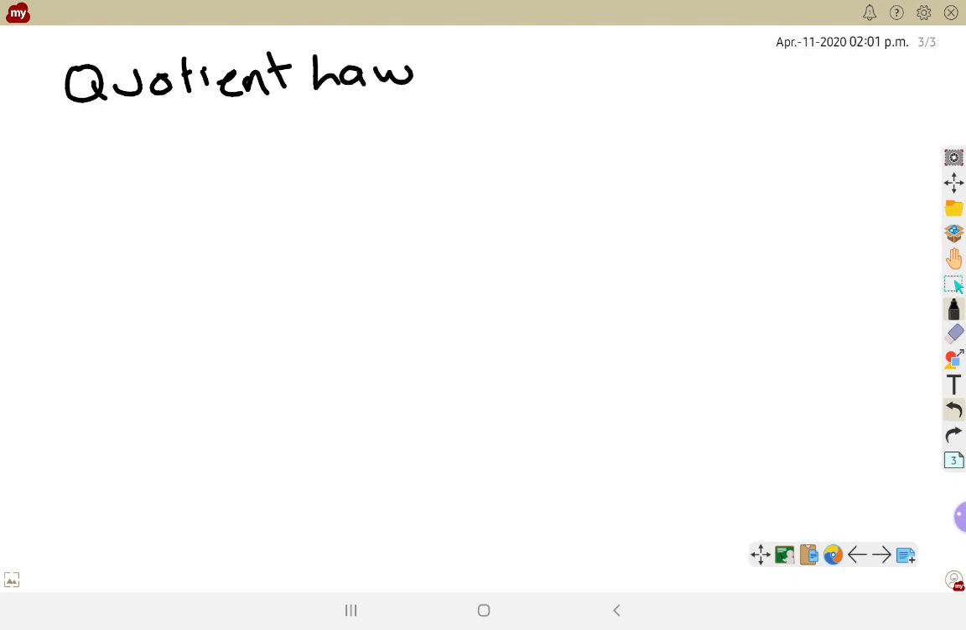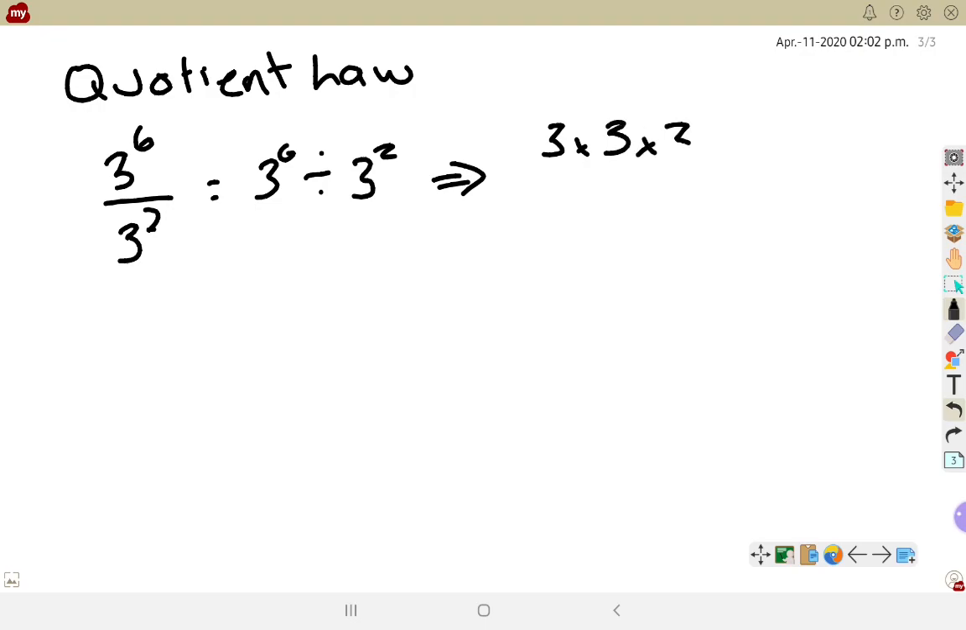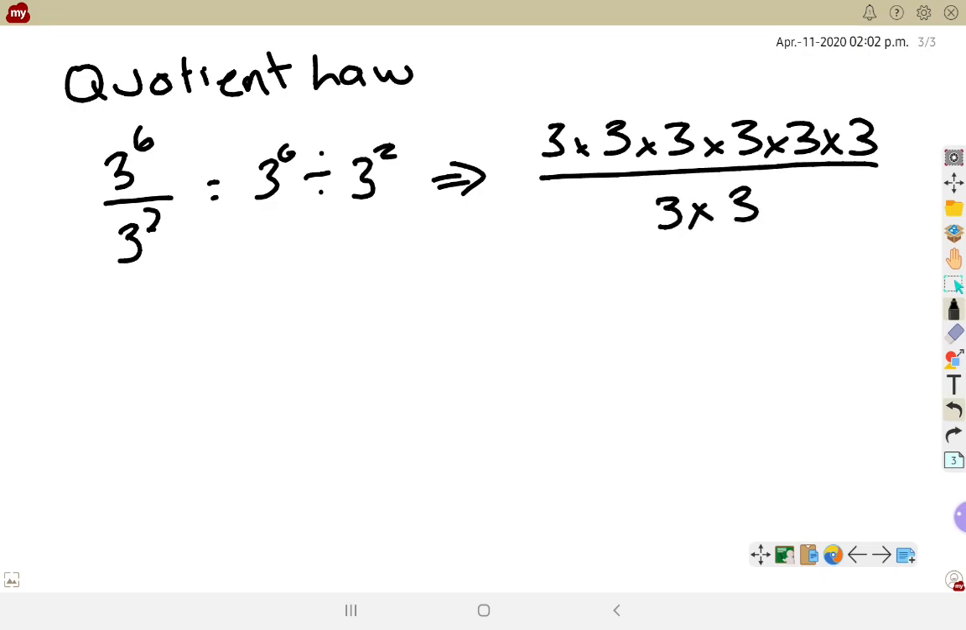And we'll do an example. So if I had something like 3 with an exponent of 6 divided by 3 squared. So again, that's the same thing as 3 exponent 6 divided by 3 squared. Well, if I was to write that out and expand it, that would be having 3 times 3 times 3 times 3 times 3. I can't remember how many I've said now. Anyway, there's 6 on the board. And then in the bottom there's 3 times 3.